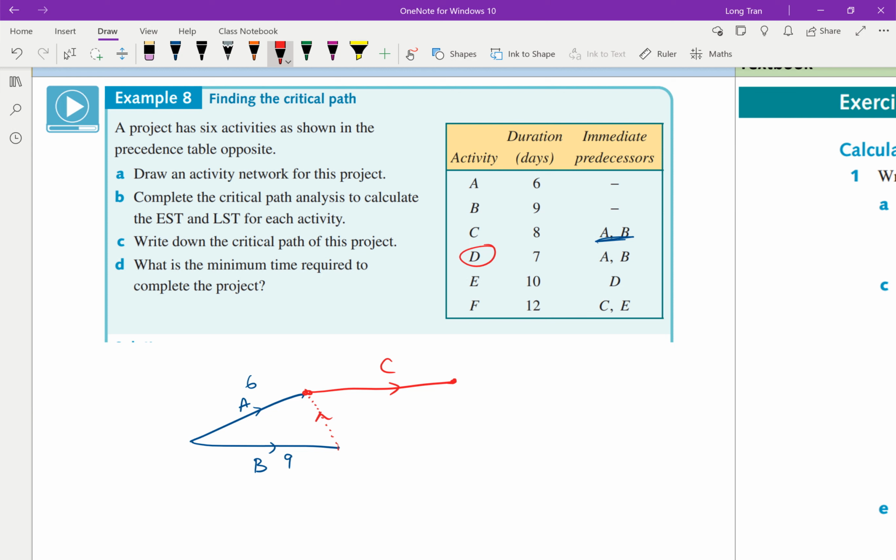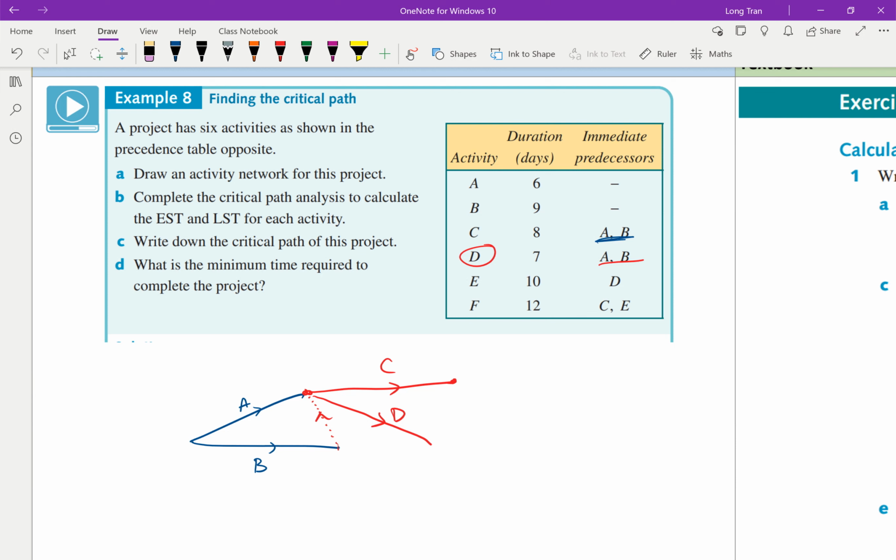To draw D, D also relies on A and B finishing. So you can connect D, and you can see that D connects after A, and also from the dummy after B. Then D begins. Student question about the dummy and C being connected to B. Oh no, sorry, that's good. You're engaging with it. That's good.